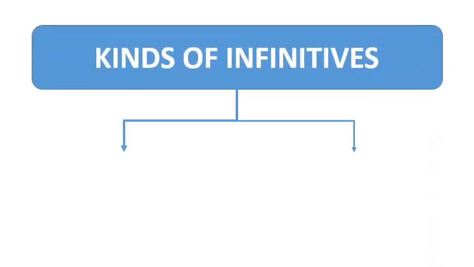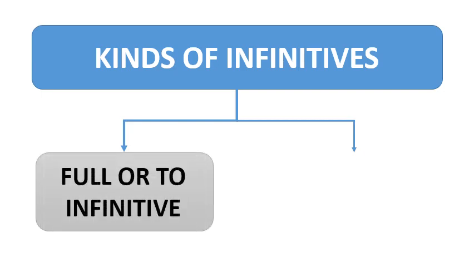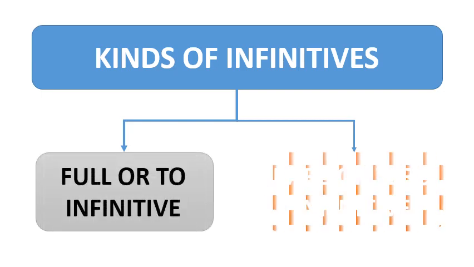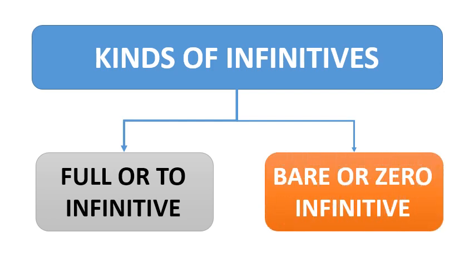So let's see how many kinds of infinitives there are. Number 1, full or to infinitive. Number 2, bare or zero infinitive. So there are two kinds of infinitive: to infinitive or bare infinitive.